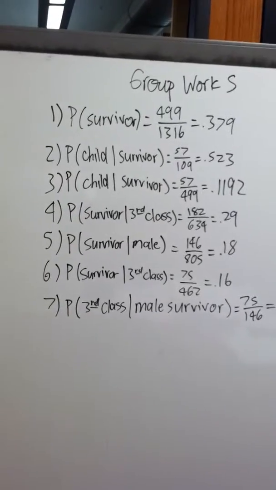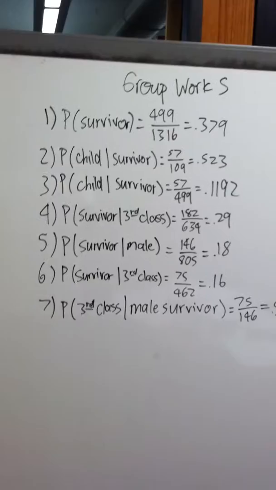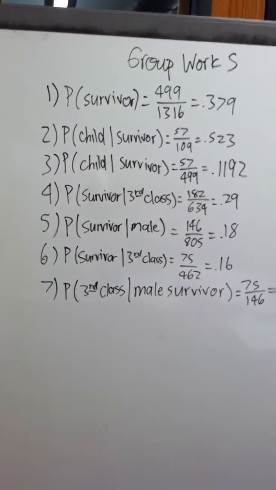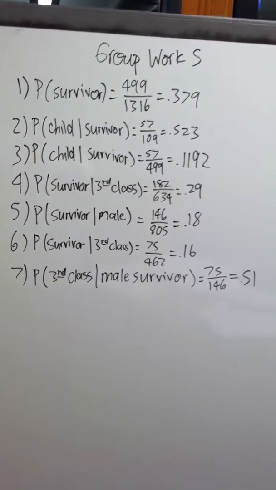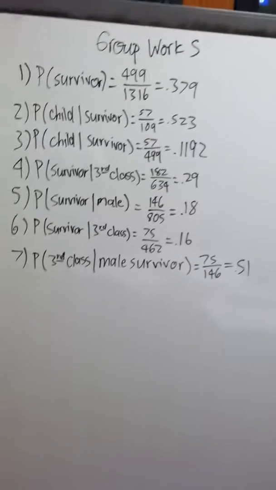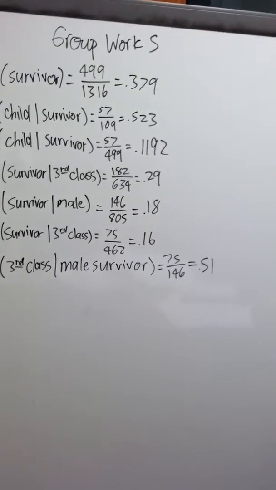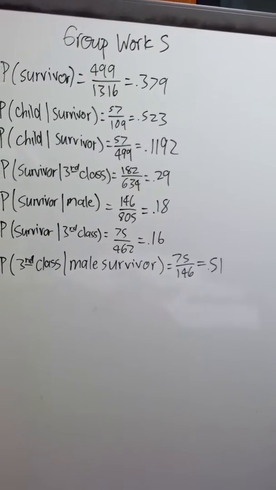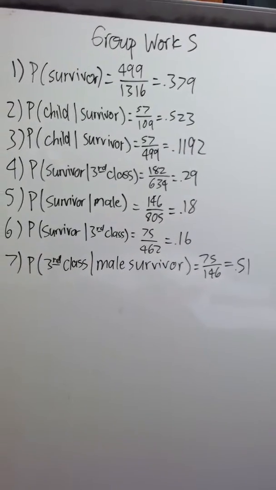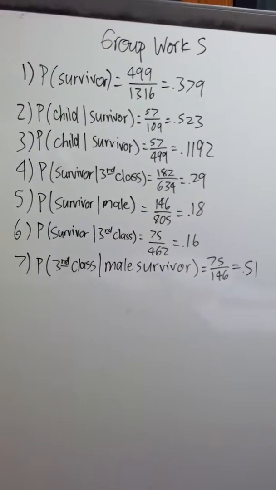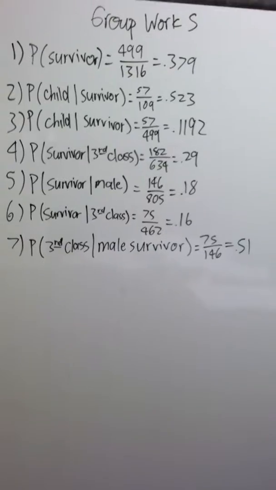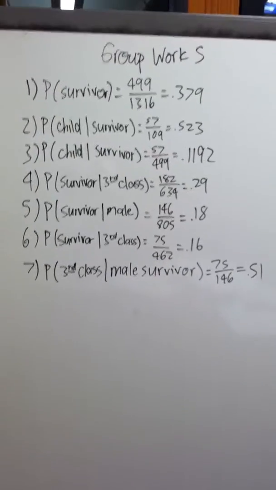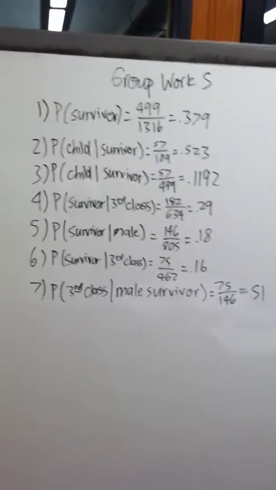Question 3 is asking what is the probability that a randomly selected survivor was a child. Why is this answer so different from your answer in 2? In this case, we would take the total number of children that survived and divide it by the total number of survivors, including men, women, and children. So 57 divided by 499, which gives us a probability of 0.1192.